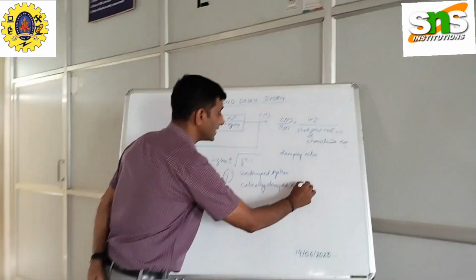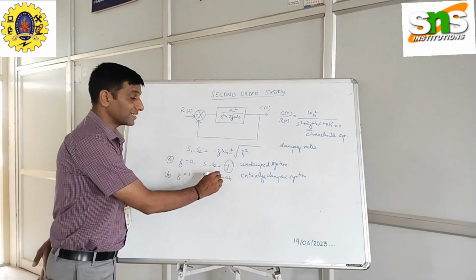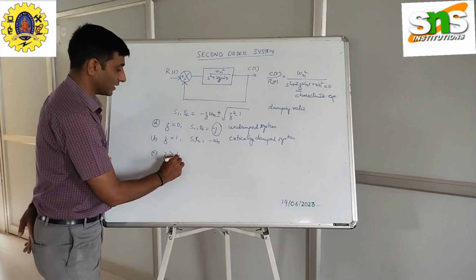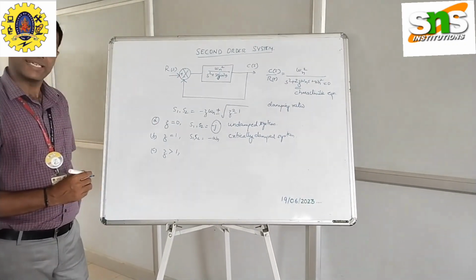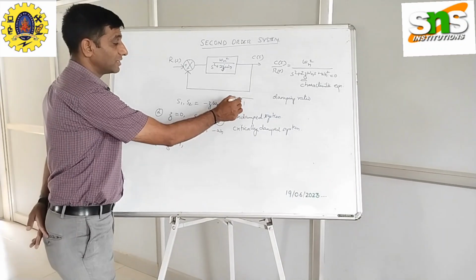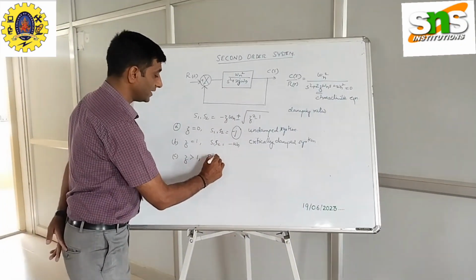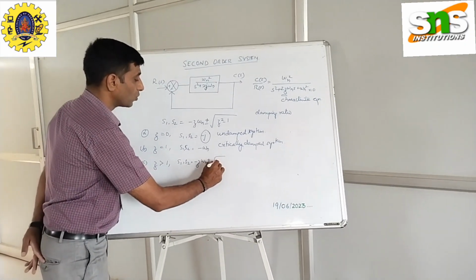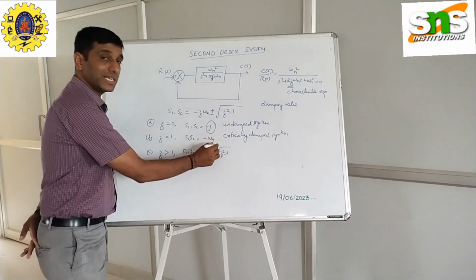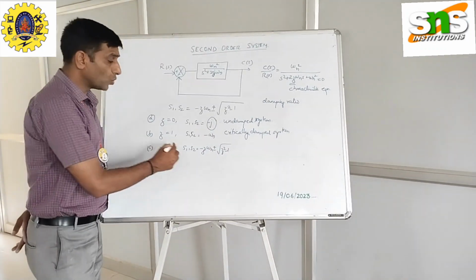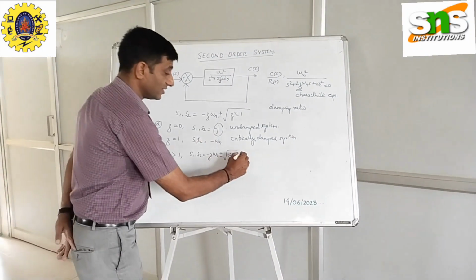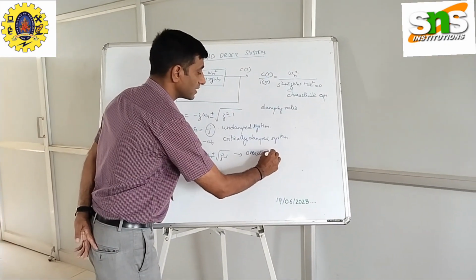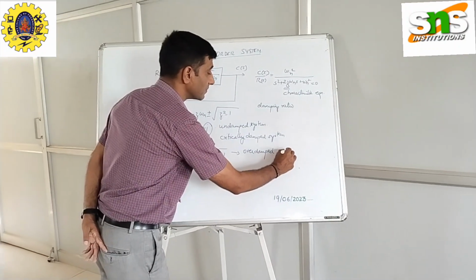That is, when zeta is equal to 1, you call it a critically damped system. Now the third case, when zeta is greater than 1. Obviously now you will have a term over here. So s1, s2 becomes minus zeta omega n plus or minus root of zeta squared minus 1. Here you can see the roots are real and unequal. Such a system you call the overdamped system.